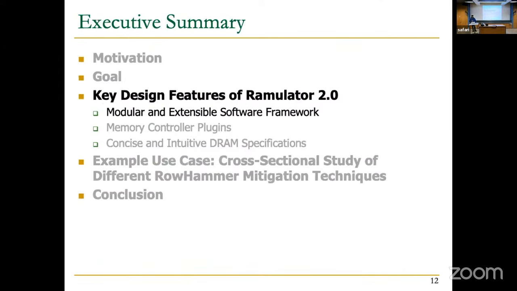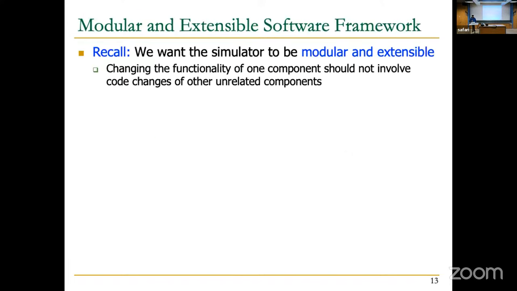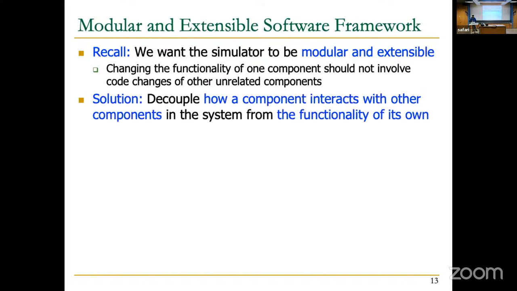So now let's take a look at how Ramulator implements the modular and extensible software framework. As a recap, our goal is to build a modular and extensible simulator such that if we want to modify or change the functionality of one component, we shouldn't be bothered with code changes of unrelated components. The way we do this is we completely decouple how a component interacts with other components in the system from the actual functionality of its own.